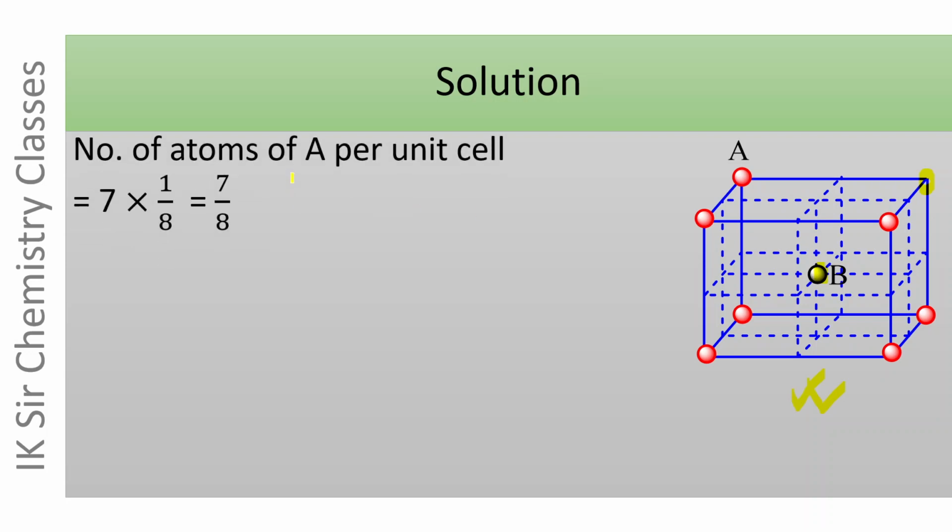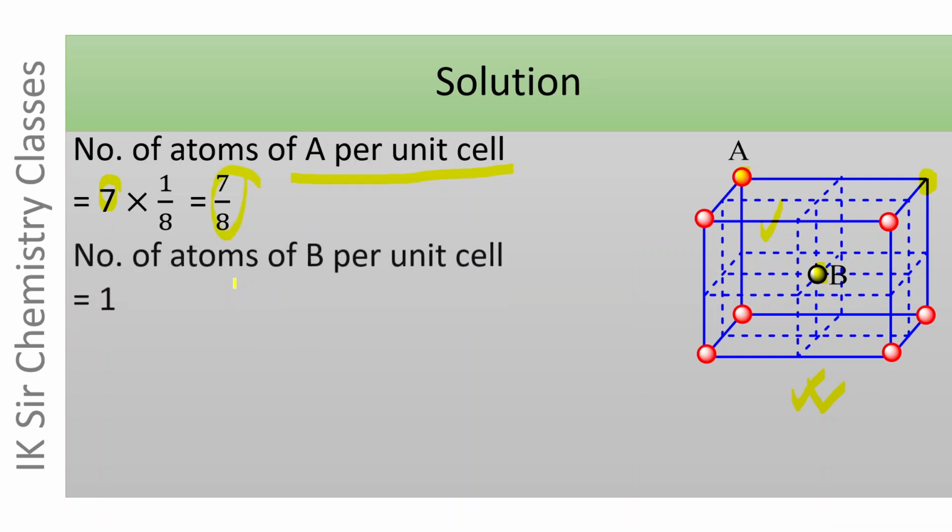Number of atoms of element A per unit cell is equal to 7. 7 particles are present at the vertices, while the eighth vertex is vacant. 7 multiplied by 1 by 8, because only 1 by 8th part of a particle is present in one unit cell, and it is equal to 7 by 8. And number of atoms of element B per unit cell is equal to 1.